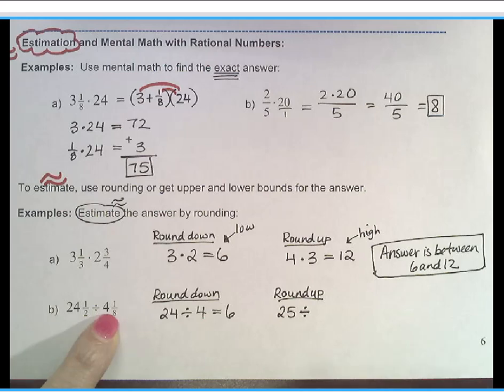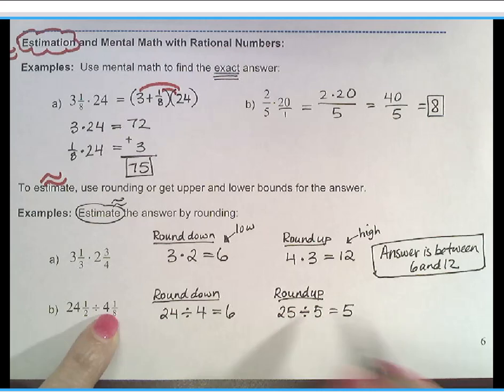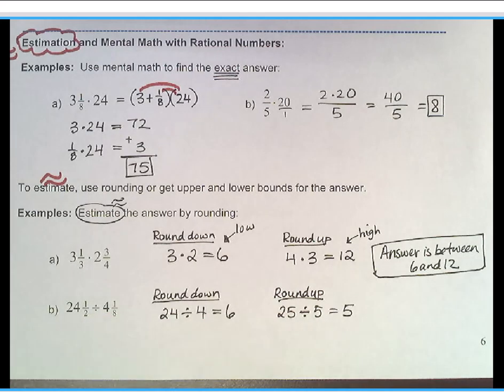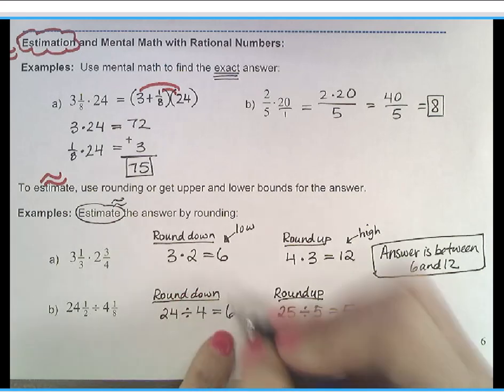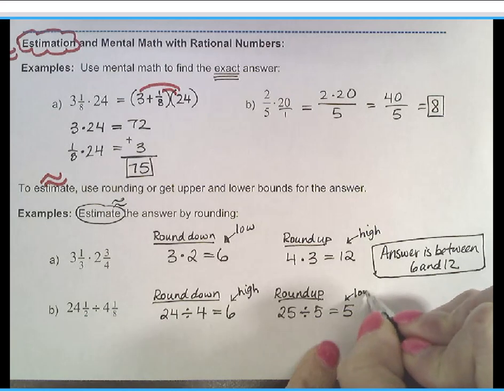And 4 1/8, if I round that up, that's 5. And 25 divided by 5 is 5. So actually, with division, it's backwards. If you round down, you get the high estimate. And if you round up, you get the low estimate.